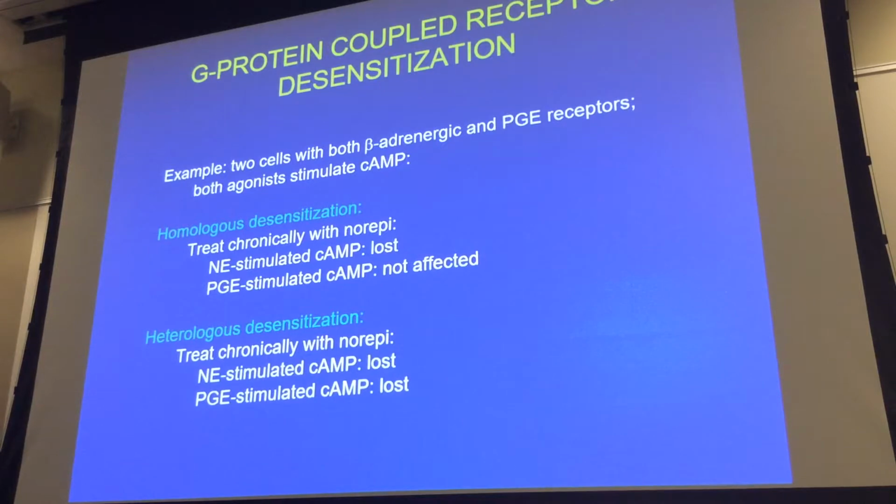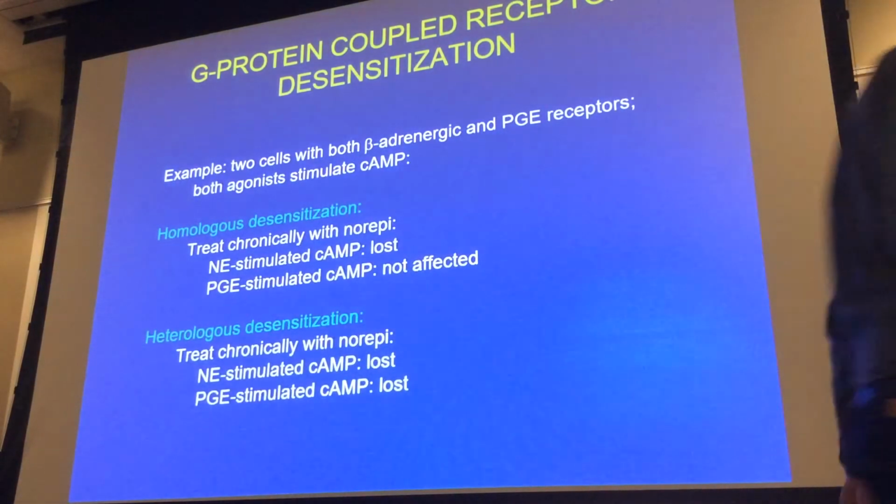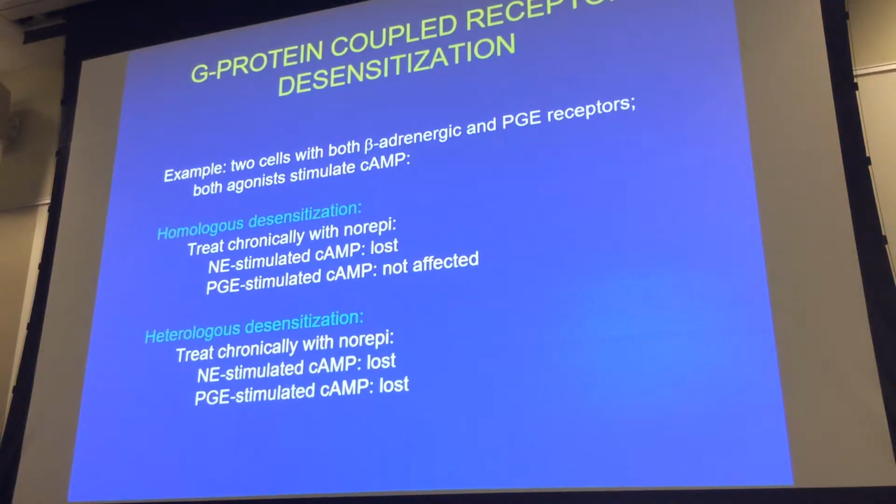First thing I need to do is make you aware that there are two different types of desensitization, one called homologous and one called heterologous. And they're mediated by different effects. This kind of desensitization has been known for many, many years, and it's based on the following type of experiment. Imagine you have in your hands two different cell types, and these cell types contain two different G protein coupled receptors, beta adrenergic and prostaglandin receptors.